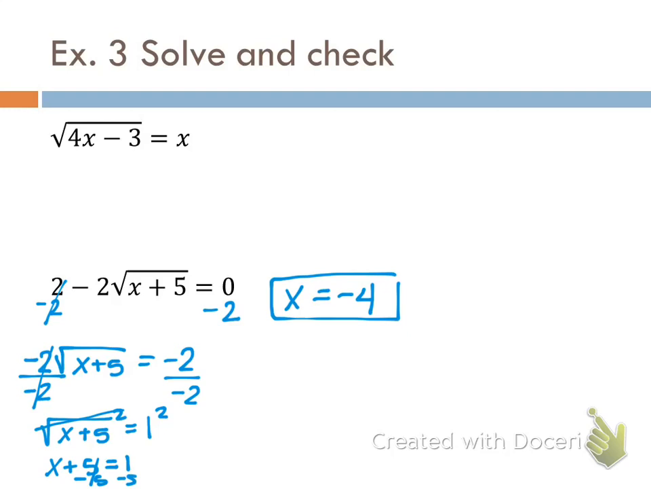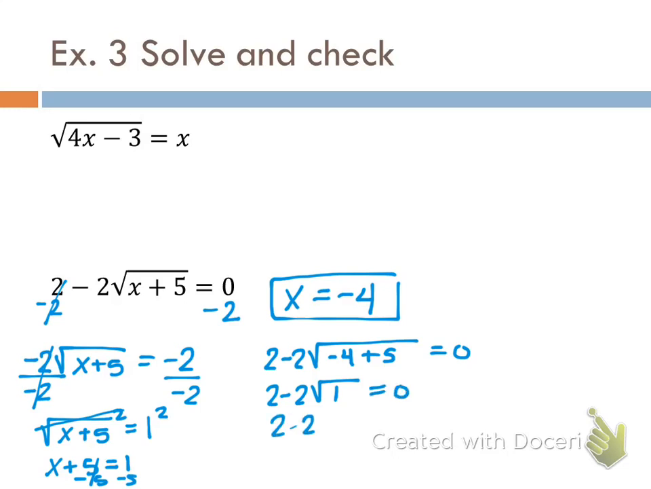Can I just go ahead and say right off the bat that's my final answer? Nope, let's check it. 2 minus 2 times the square root of negative 4 plus 5 equals 0. What's negative 4 plus 5? 1. What's the square root of 1? Anybody? What's the square root of 1? 1. So now I have 2 minus 2 times 1 equals 0.